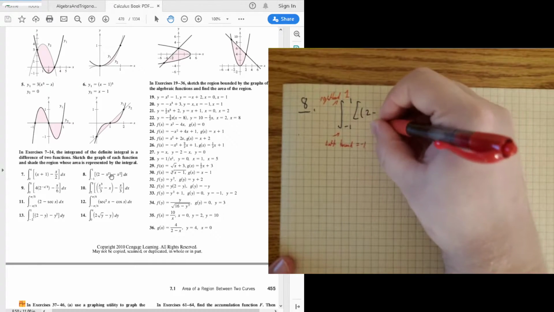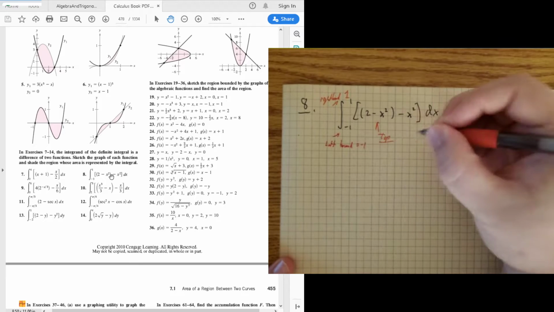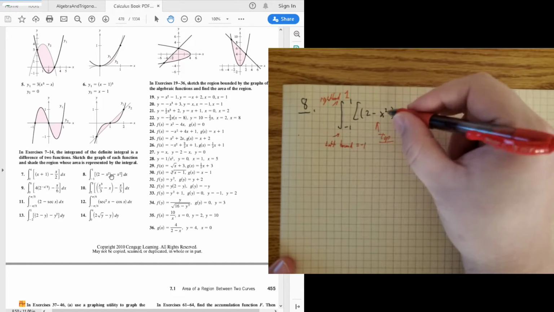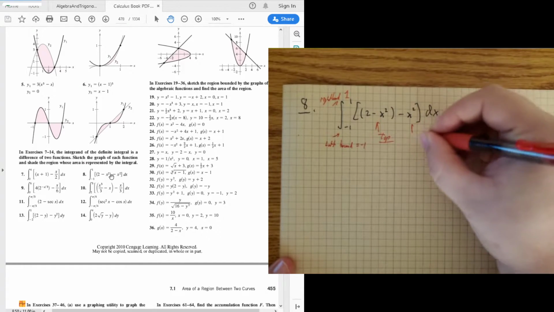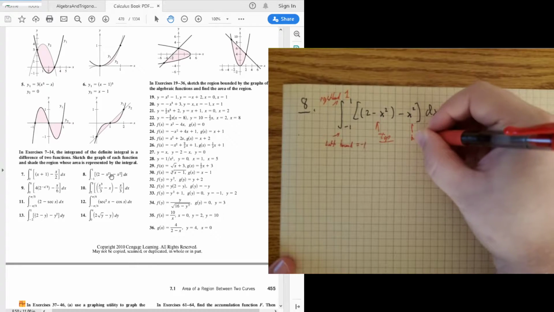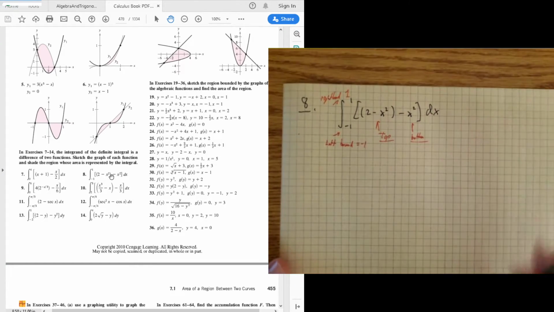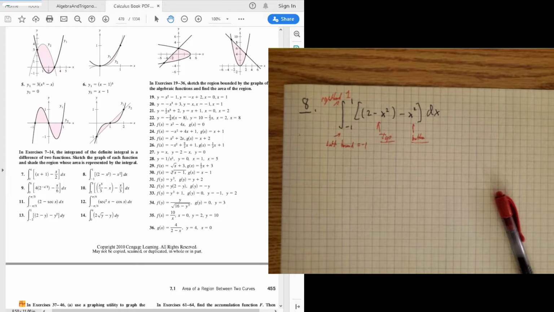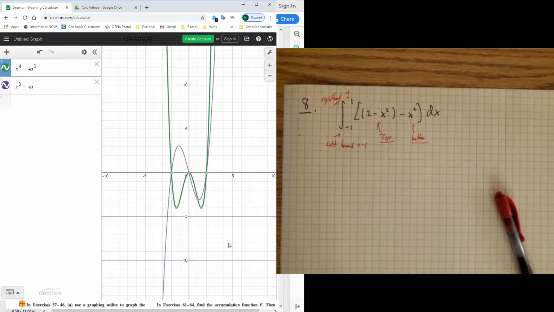And this tells me my top curve is represented by the function 2 minus x squared. My bottom curve is represented by x squared. So let's take a look at what we're looking at here. Now for this function, I've got my graph. I'll come back to this one later.